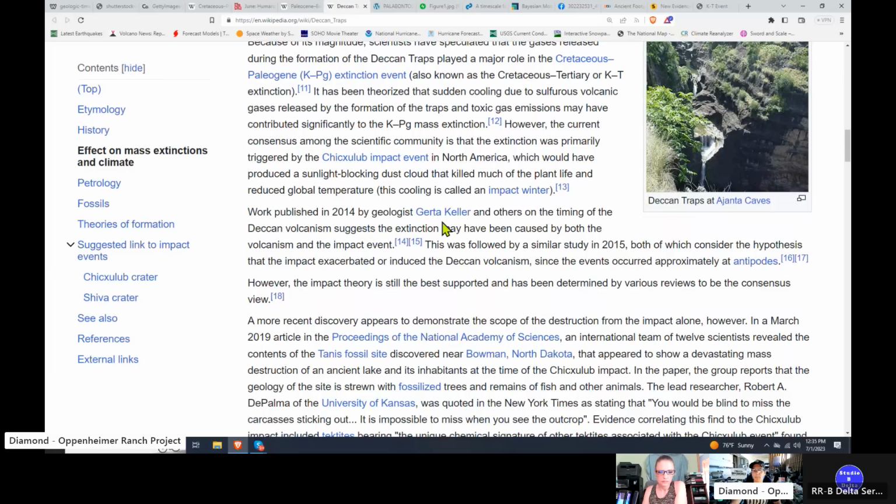So, work published in 2014 by geologist Gerta Keller, which I believe is probably correct here, and others on the timing of the Deccan volcanism suggests the extinction may have been caused by both the volcanism and then the impact event. Absolutely. Yeah. And this was followed by a similar study in 2015, both of which consider the hypothesis that the impact exacerbated or induced the Deccan volcanism. See, that's what we thought back in the 90s. That the impact cracked the earth, and that's why all this lava came out. Right, but apparently the volcanism may have started before. And surely the impact had some effect.